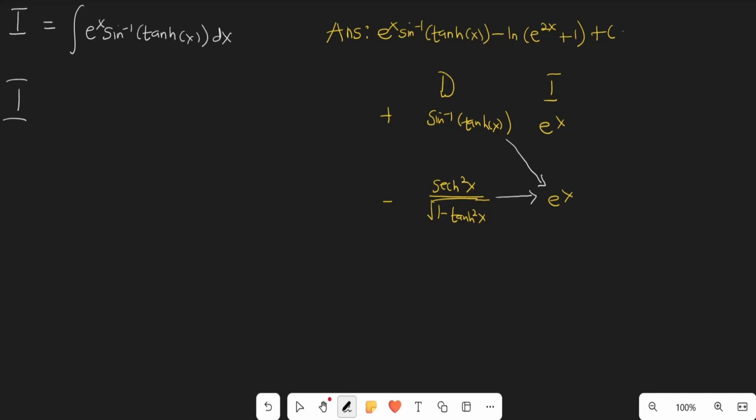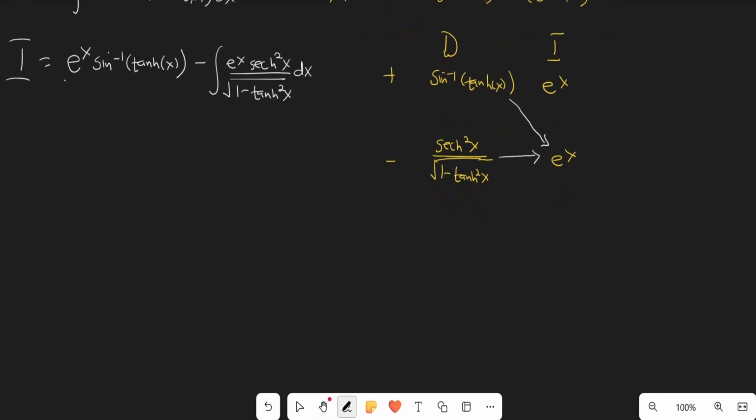Alright, so our integral I is equal to multiplying terms diagonally, that is going to be e to the x, and then we have the sine inverse of the tan hyperbolic function of x. So we have gotten the first term of our answer here. And now minus because of this. So we are going to have minus the integral because we are multiplying terms horizontally, and that is going to be e to the x multiplied by secant hyperbolic square of x, divided by the square root of 1 minus the tangent hyperbolic square of x, and then dx. Okay, so this one we are done with the integration.